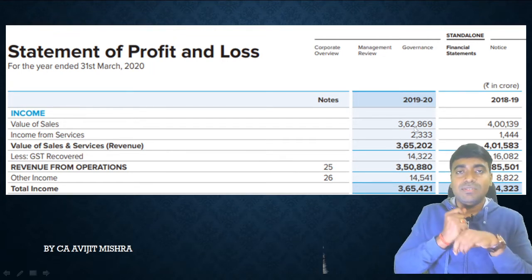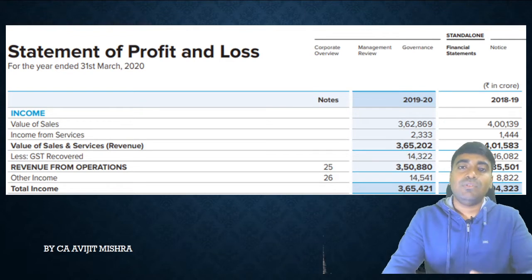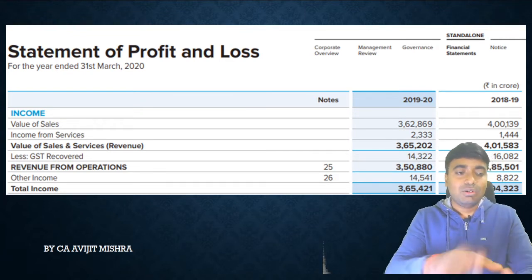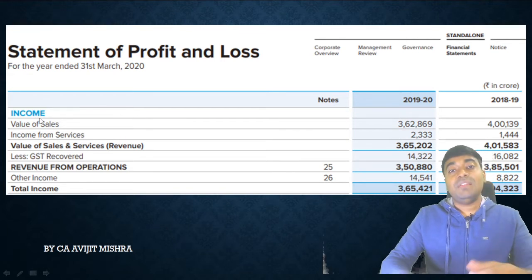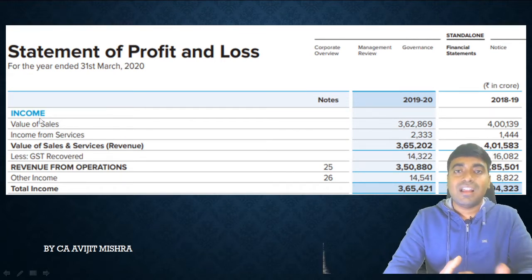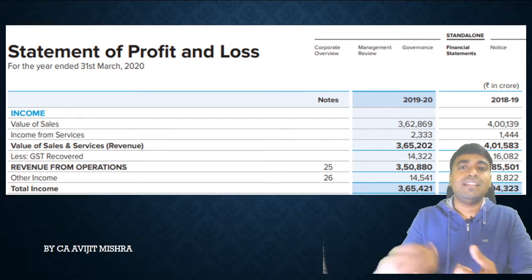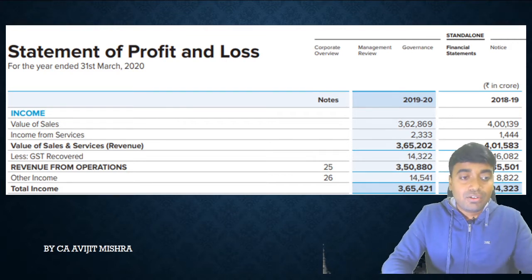So remember one thing, value of sales is basically all the sales. Take the example, I am a manufacturer, I am manufacturing certain goods and I am selling in the market. So that will basically come in the value of sales. If I am a trader, take the example, I have a garment store, I am just purchasing garments from a third party and I am just selling. So that also will come as a value of sales.